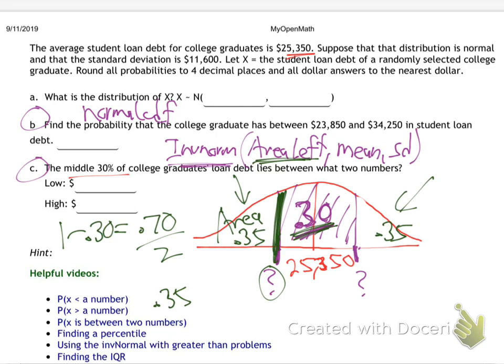That makes sense? Right? Because 35 and 35 make 70, and 30 more make 100. Everybody see what I did there? I just subtracted from 1 to say 70% is missing and cut it in half because it's in 2 pieces. It's in 2 empty spots. Got 35% to the left and 35% to the right. Good there? There's other good ways, but that's one way. So when I do the inverse norm thing then, how am I going to do it? What am I going to put for area to the left? Well, 0.35. And the mean is 25,350.